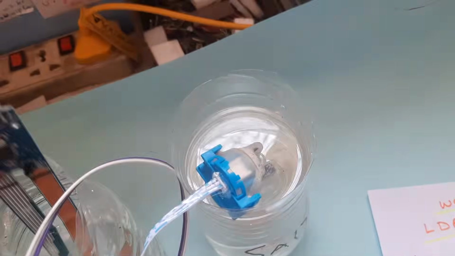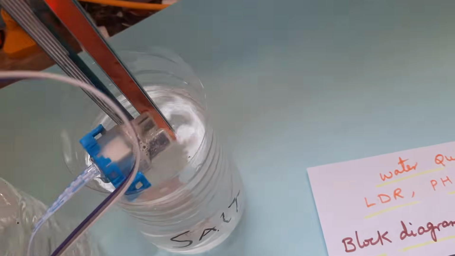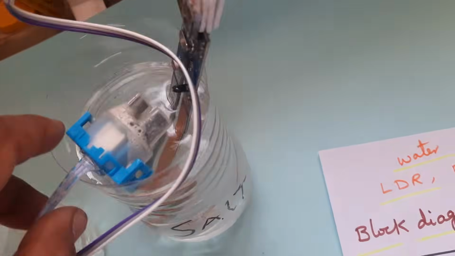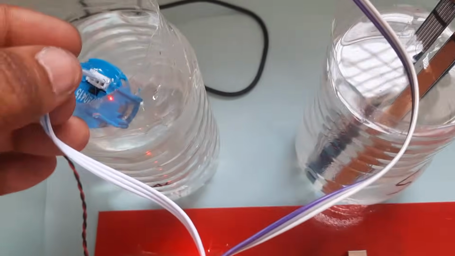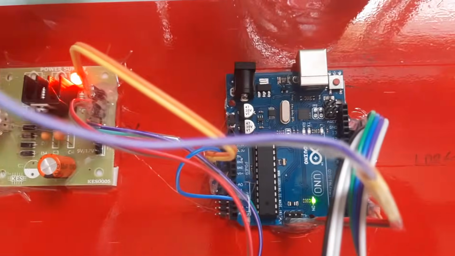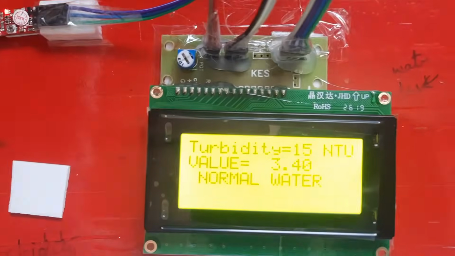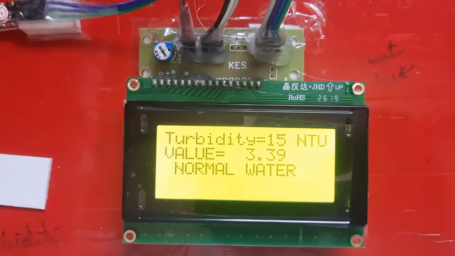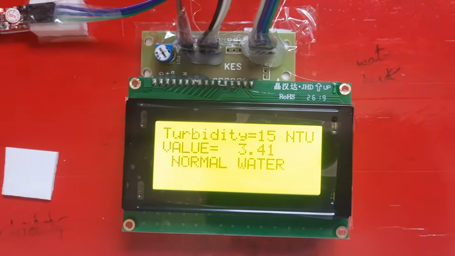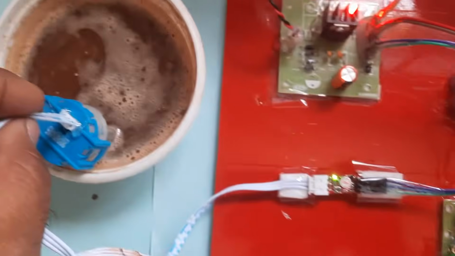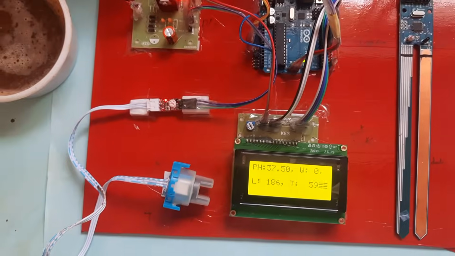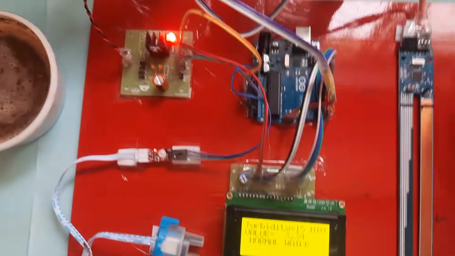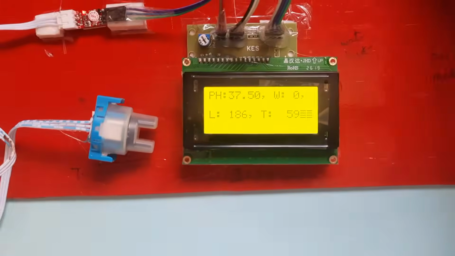And we are inserting both into one. Now normal water. Power supply board, Arduino Uno R3 board and 20x4 LCD display. Yes, it is saying mud water. Now temperature values, pH values.